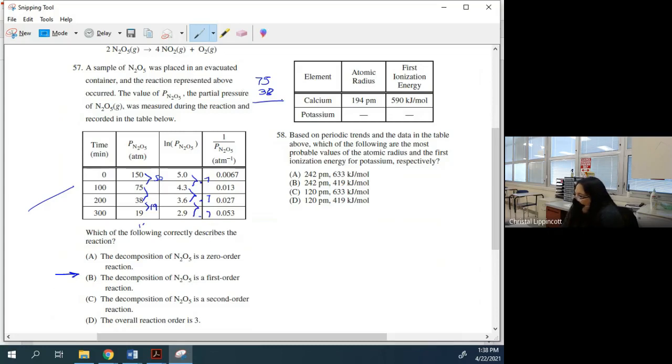Okay, so if you keep that in mind, this guy's going to give us a straight line. He's the only one that's going to give us a straight line if we were to graph it against these things. So B is the correct answer here.